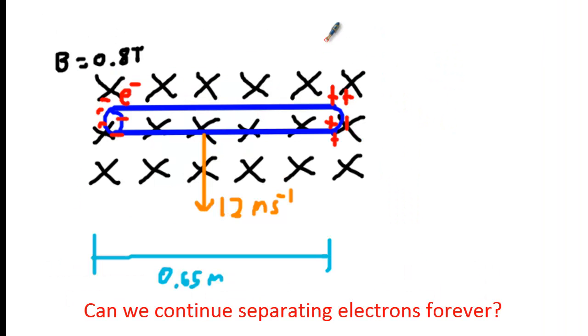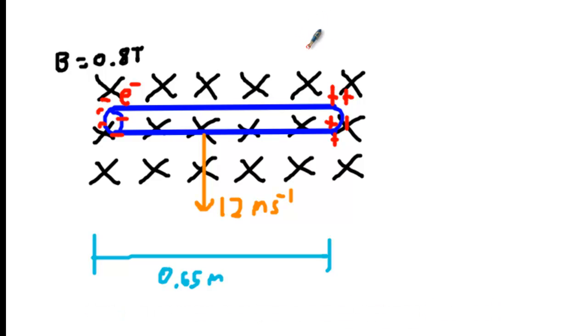To go a little bit further, we've got to ask, can we continue separating electrons forever? And why not, and what sort of makes a difference in that? And I suppose to begin answering that question, you've got to ask, well, what happens if we have a whole bunch of positive charges and a whole bunch of negative charges all separated by some sort of distance?